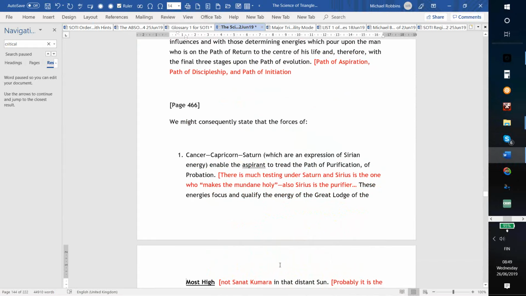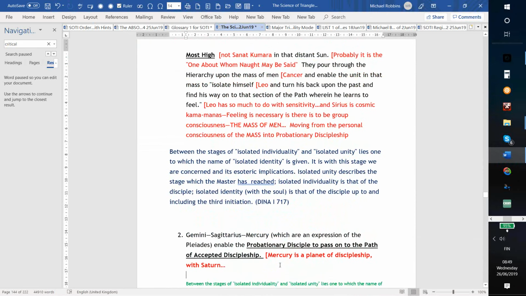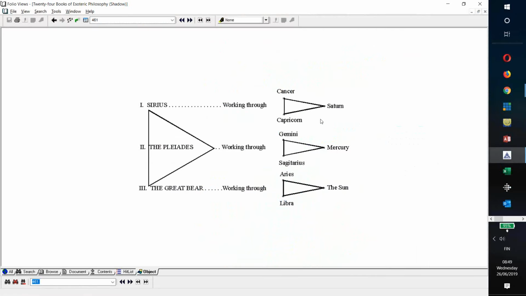We'll get on to the path of purification, the path of discipleship, and the path of initiation, because that's exactly what we have, a progression. When you look at this thing, you have a progression from the probationary path here to the path of discipleship here to the path of initiation here.